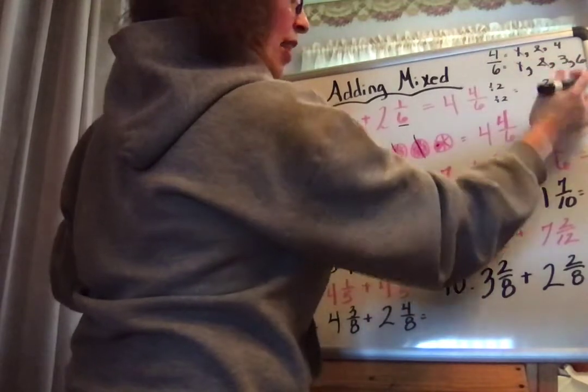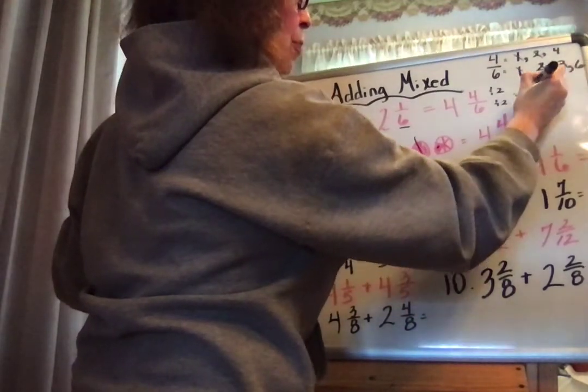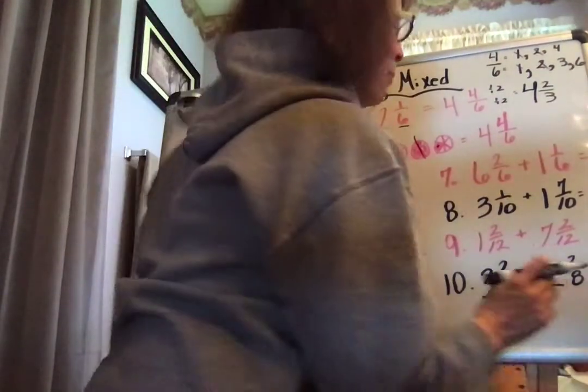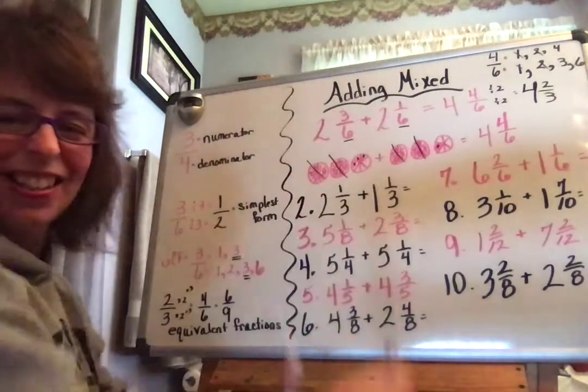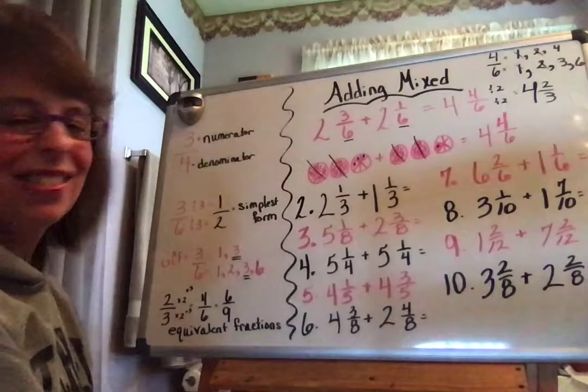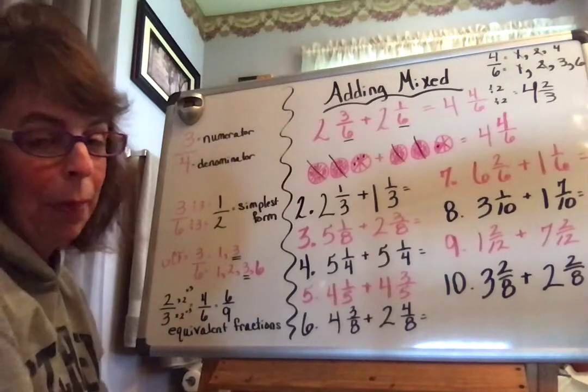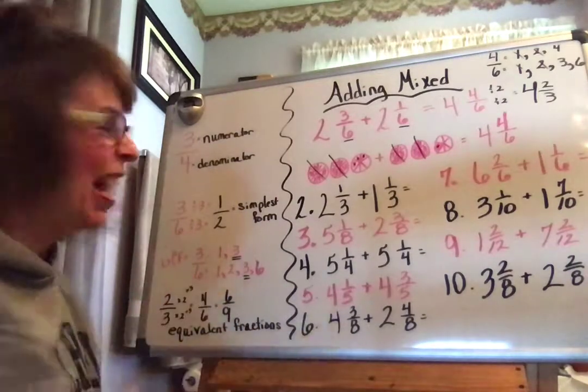So 4/6 is 2/3, and don't forget to bring over the whole number. And boys and girls, that is adding mixed numbers. What do you think? Pretty easy? Great. Let's do another one.